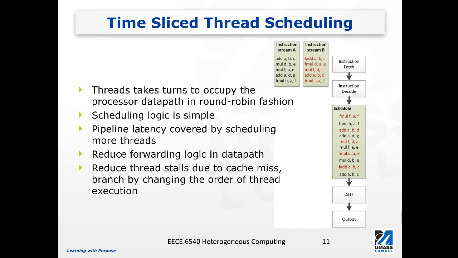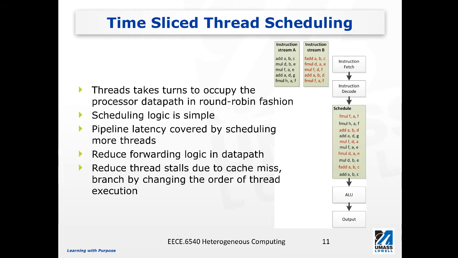Another example is so-called time-sliced thread scheduling. In time-sliced thread scheduling, the goal is to make sure that the pipeline or the ALU is kept busy. And to do that, in this kind of processor, threads will take turns to occupy the processor data path in a round-robin fashion.